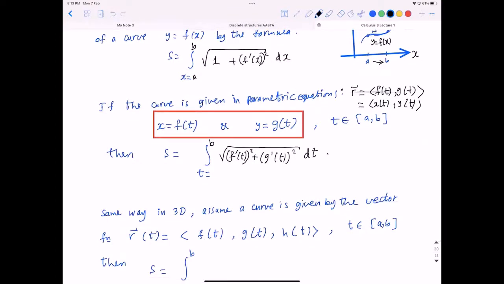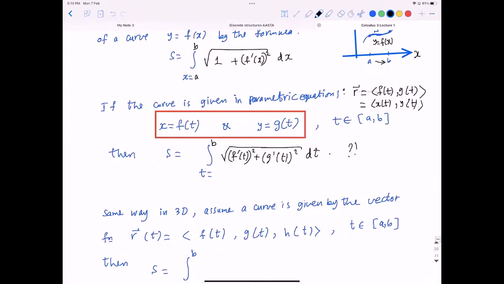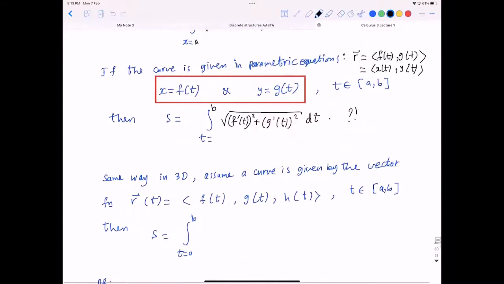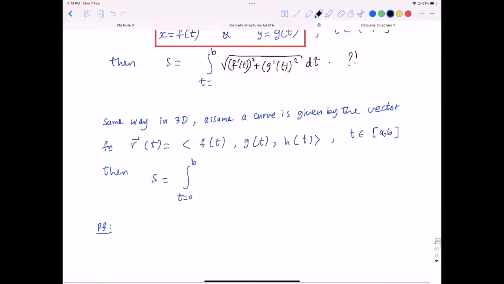So why is this? Why is this? We will have a proof today for this formula. But we will do it using vectors and using 3D, using the general situation. Same way in 3D, assume that a curve is given by the vector function r of t, which is x of t, y of t, z of t, or this way, f, g, h, and so on.